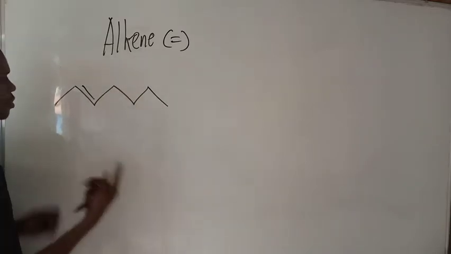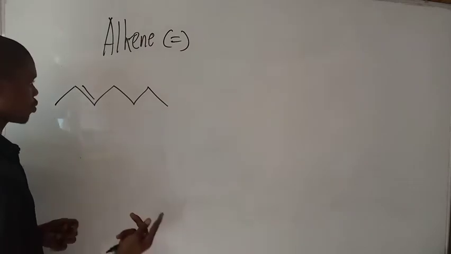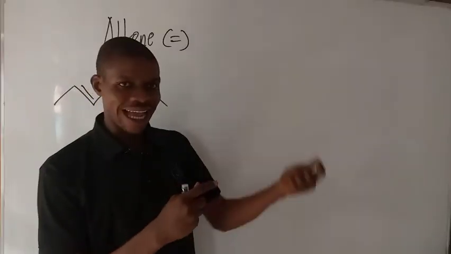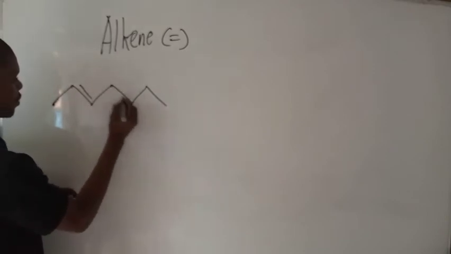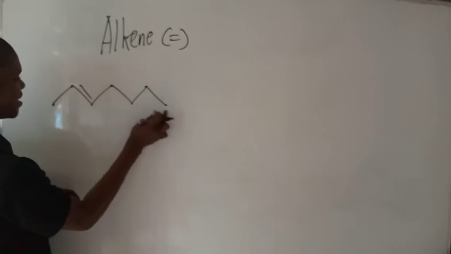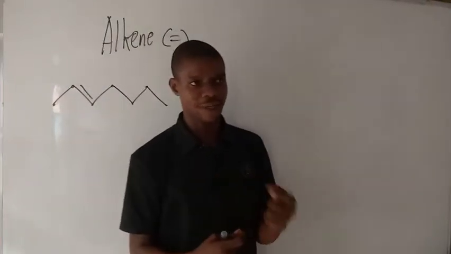Because there's a double bond here, we are talking about an alkene. What you are seeing here is called a skeletal structure. A skeletal structure does not show the number of carbon atoms and the hydrogens. Each point represents a carbon atom. So how many points do I have here? 1, 2, 3, 4, 5, 6, 7. That means you have 7 carbon atoms carrying a double bond here.